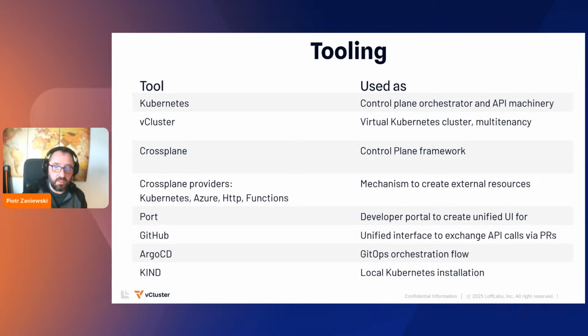And second, we have seen how we can use vCluster to achieve very flexible multi-tenancy when we are onboarding more teams. Crossplane is a control plane framework. So if you don't know Crossplane, this is kind of like Terraform, but for Kubernetes. So we're able to use it to do things like create resources in Azure and other functions.